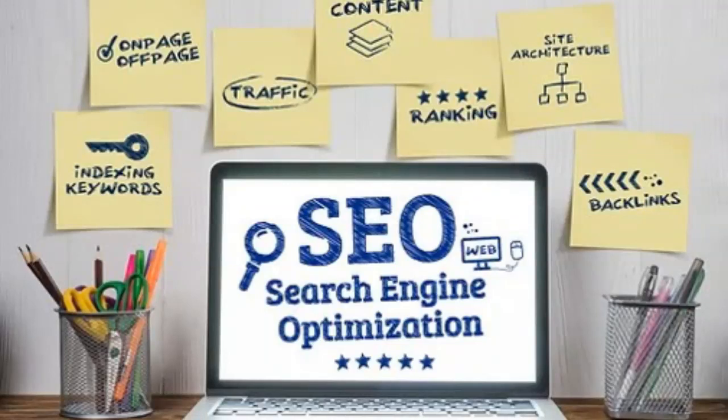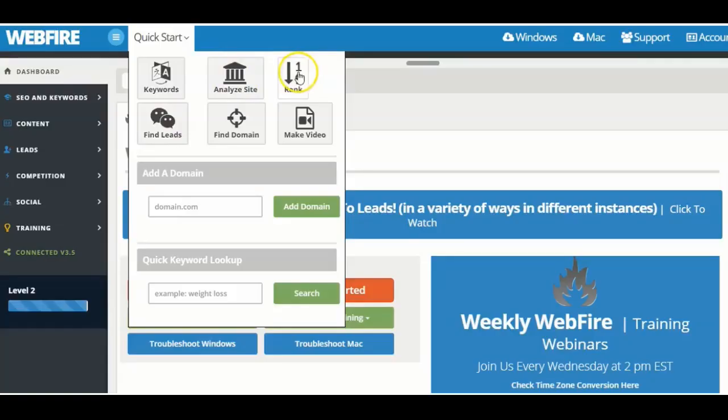Research and analysis are critical components of any successful online marketing strategy. Webfire 3.0 automation is a powerful tool that can help businesses of all sizes conduct research and analysis to improve their online visibility and drive more traffic to their website.